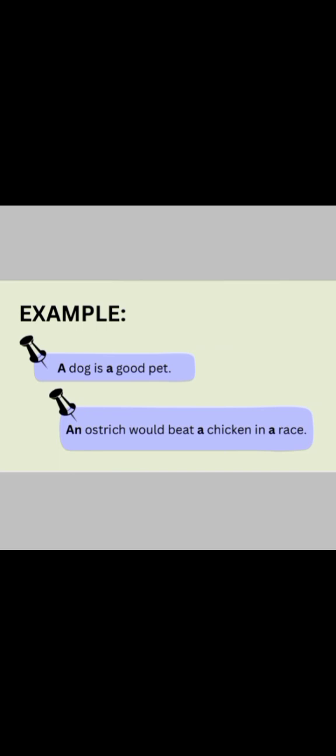So I have here examples. A dog is a good pet. The next is: an ostrich would beat a chicken in a race. So in these examples, the sentence is talking about dogs or ostriches in general, meaning any dog. When your meaning is general, you should use an indefinite article.